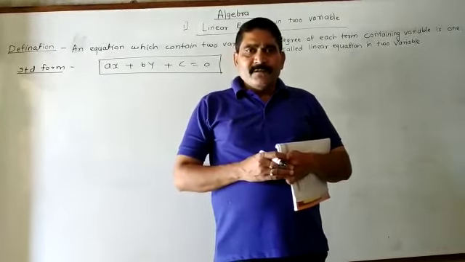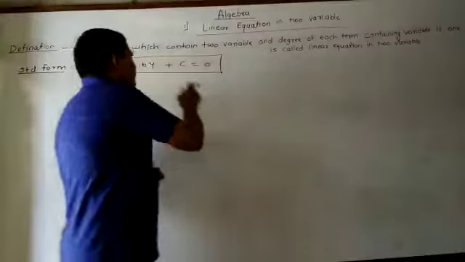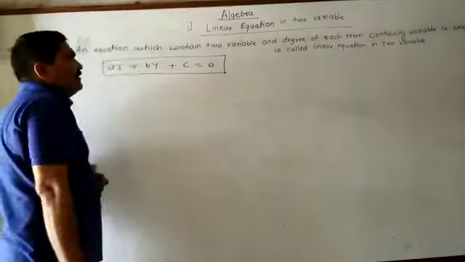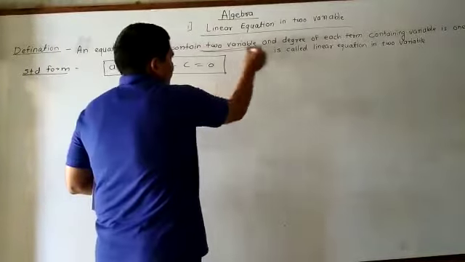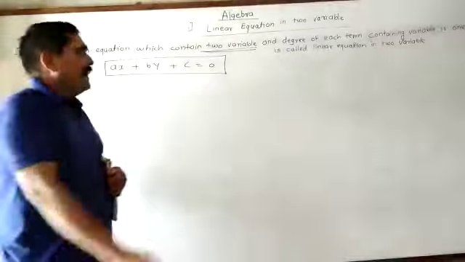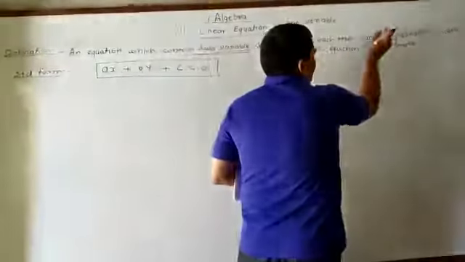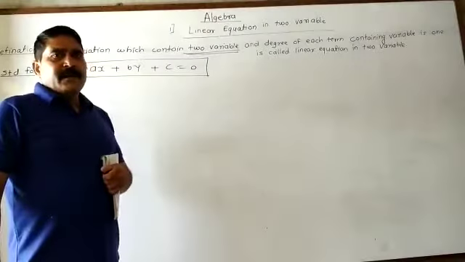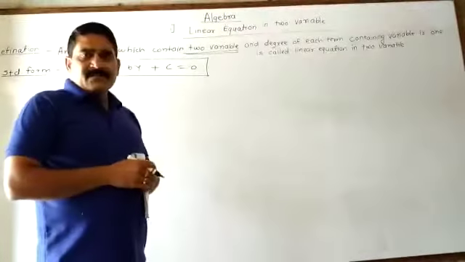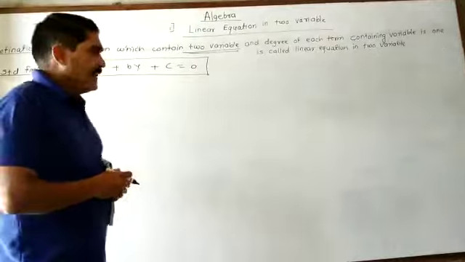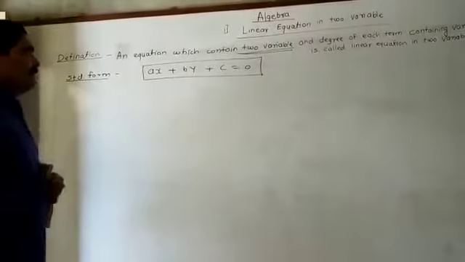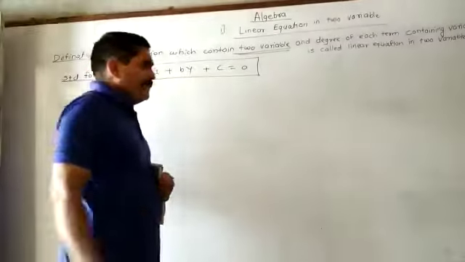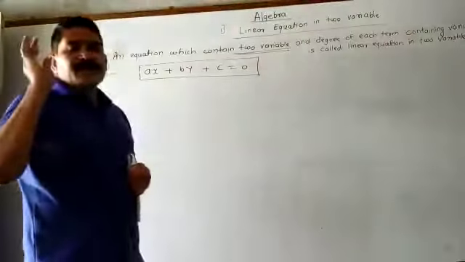The definition of this linear equation in two variable is given: an equation which contains two variables, means the equation which holds the two variables and the degree of each term containing the variable is 1. That equation is called the linear equation in two variable. And the standard form of the linear equation in two variable is ax plus by plus c is equal to 0, and for that the condition is given.